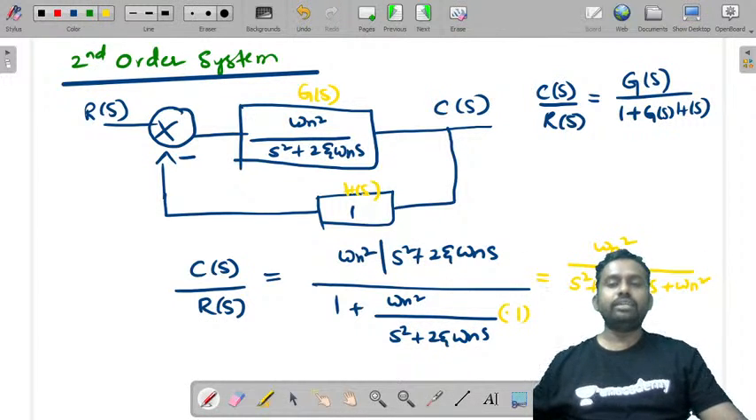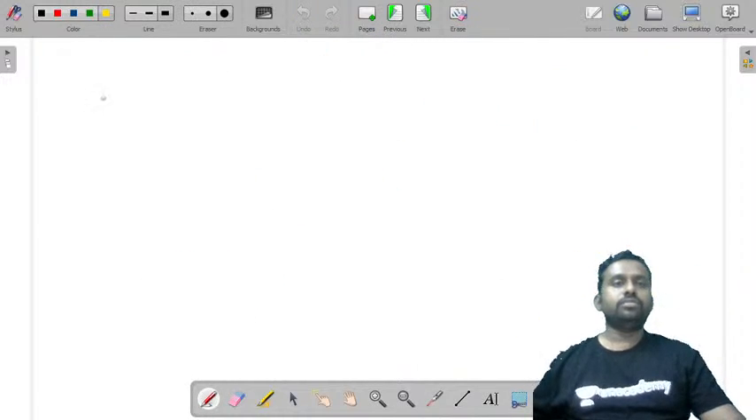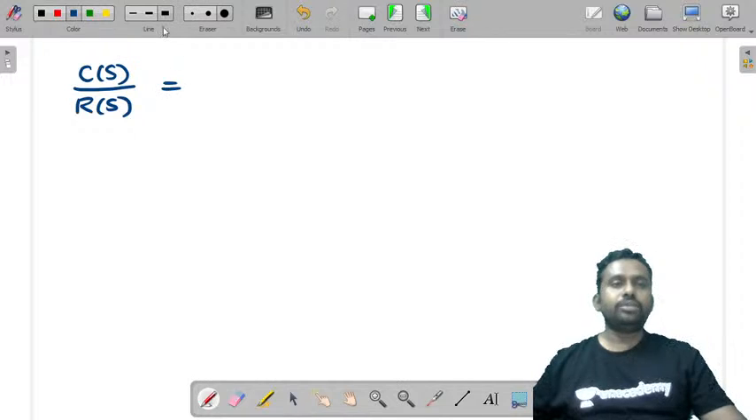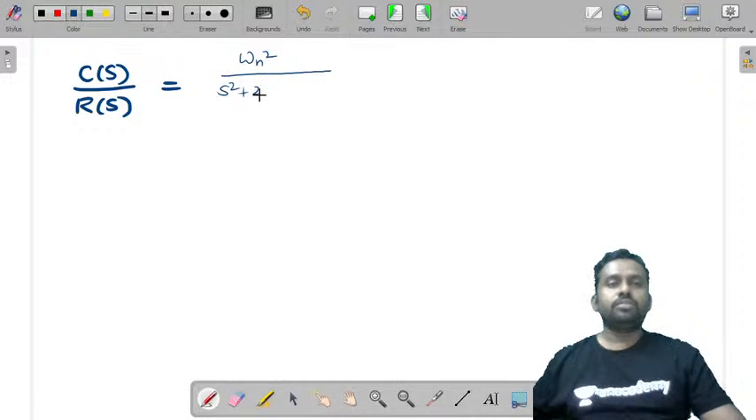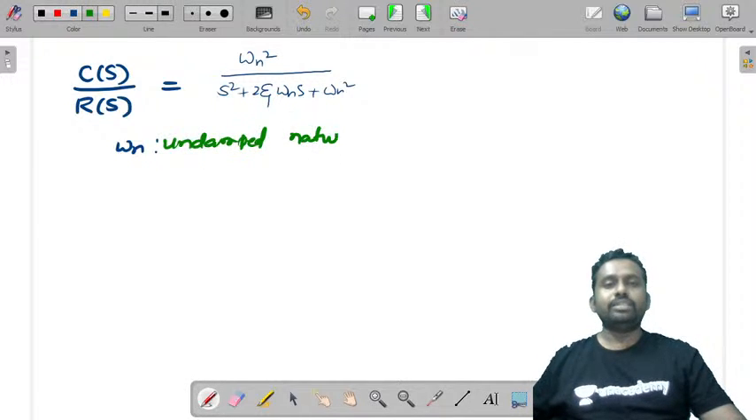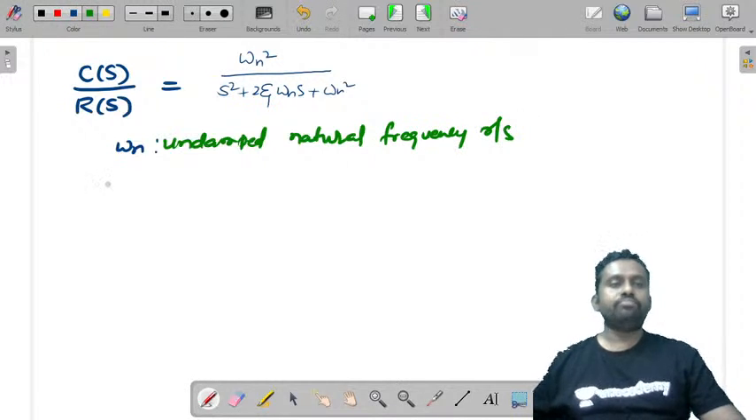This is a standard second order transfer function. So the standard second order transfer function is C of s by R of s is equal to omega n square by s square plus 2 zeta omega n s plus omega n square, where omega n is undamped natural frequency in radian per second, and zeta is damping ratio.